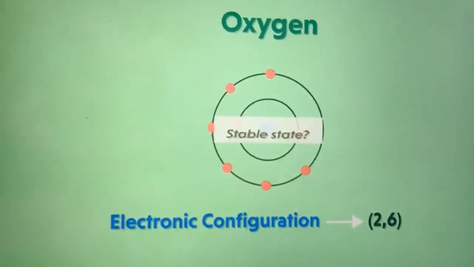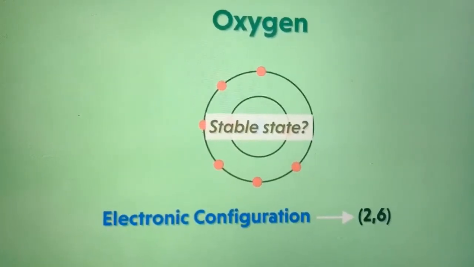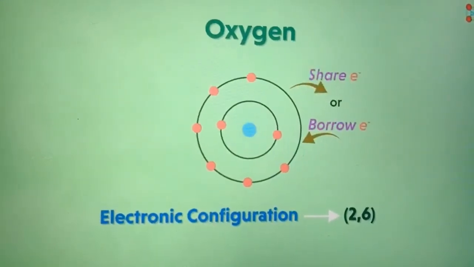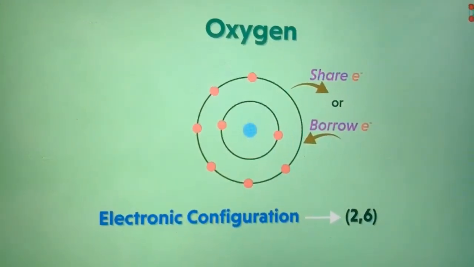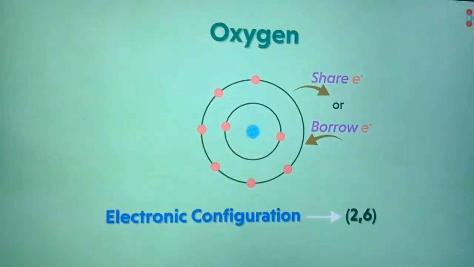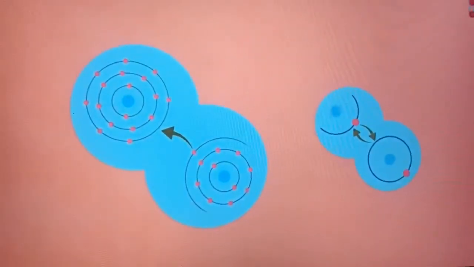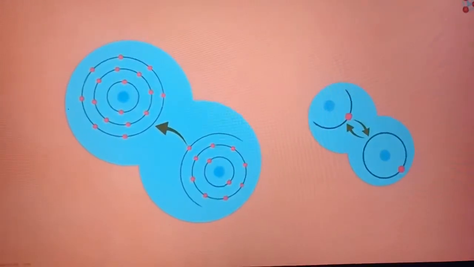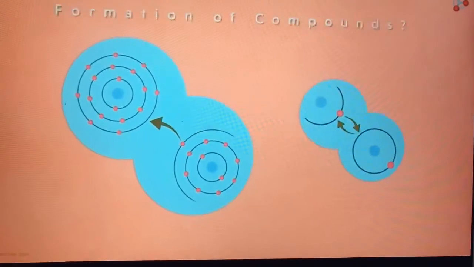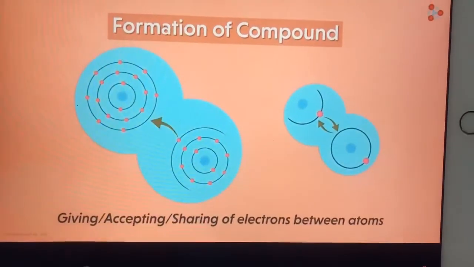So how will it achieve its stable state? What can be done to have 8 electrons in the outermost orbital? Yes, oxygen can borrow or share electrons with atoms of other elements, right? Absolutely. This is how chemical reactions happen. Wait a second. Are we saying that chemical reactions occur because atoms of various elements give or take or share electrons between them? That's correct. And is this how compounds are formed? Absolutely. This is the story of the formation of compounds.